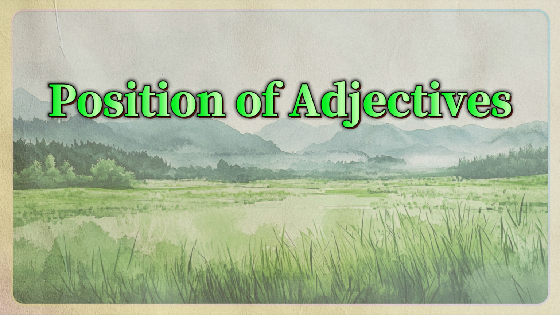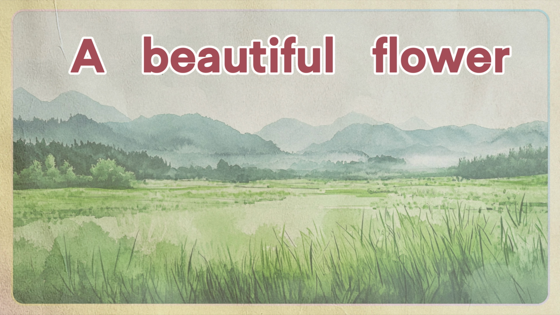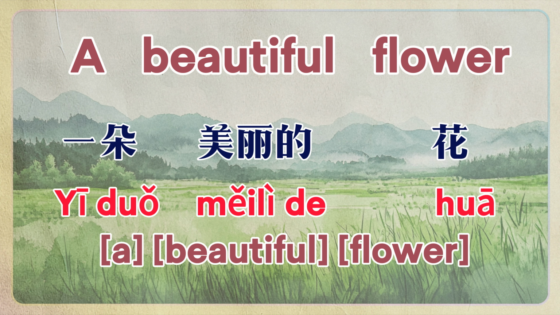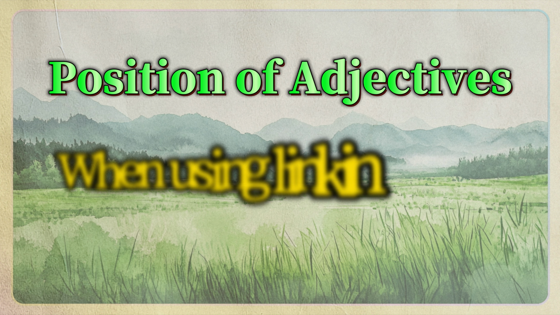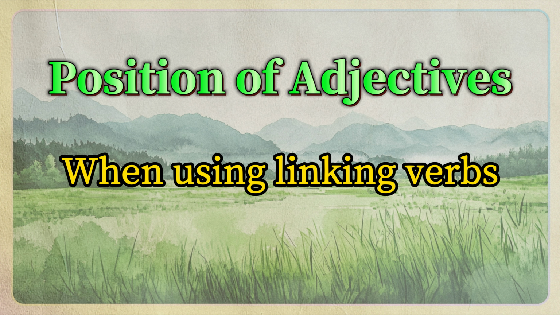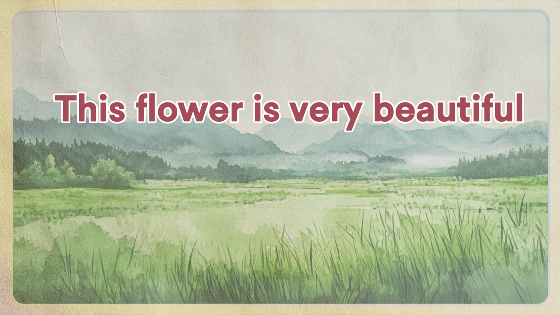2. Position of adjectives. In both Chinese and English, adjectives are typically placed before nouns. English: a beautiful flower. Chinese: 一朵美丽的花。 In English, when using linking verbs, such as is, are, was, and so on, adjectives are placed after the nouns, not before it. For example, this flower is very beautiful.